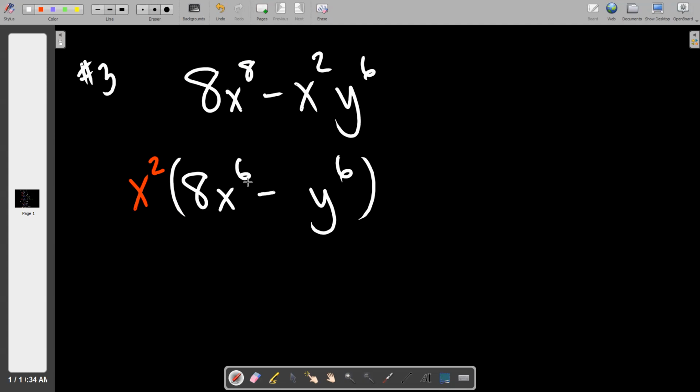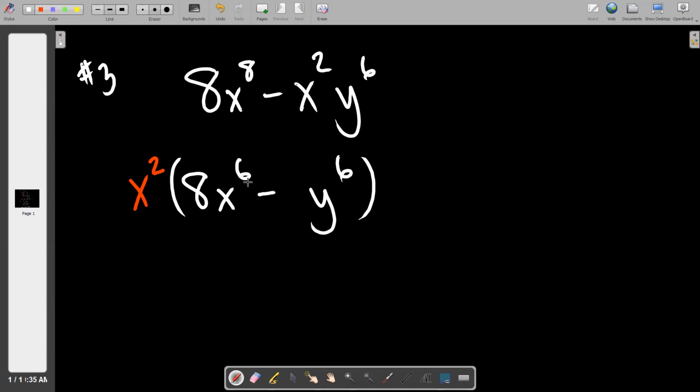A difference of squares. It is not a difference of squares, because 8 says, I don't know what you're smoking, but I'm not a square. You can't square root me. Bless you. If I'm not a square, then I am not a part of a difference of squares. It is, however, a difference of cubes.